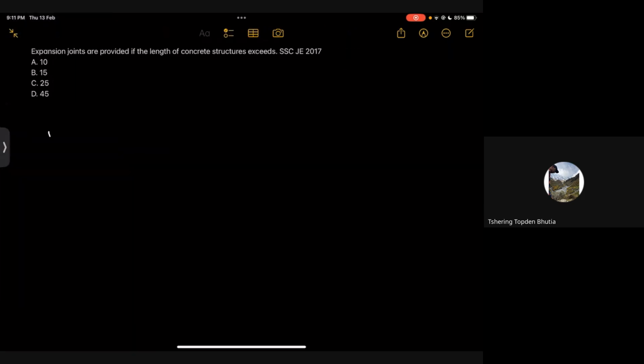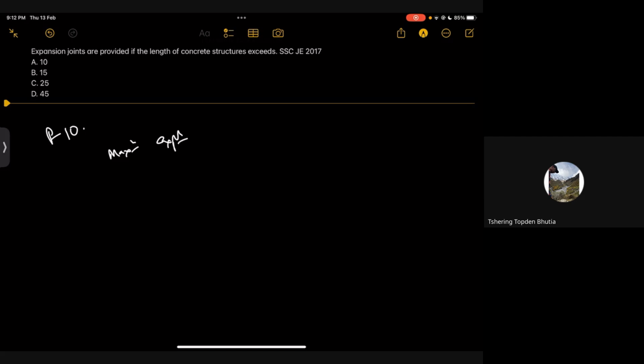Please participate in poll number 10. Expansion joints are provided if the length of concrete structures exceeds what? So the maximum spacing of expansion joints. You can participate in poll number 10.